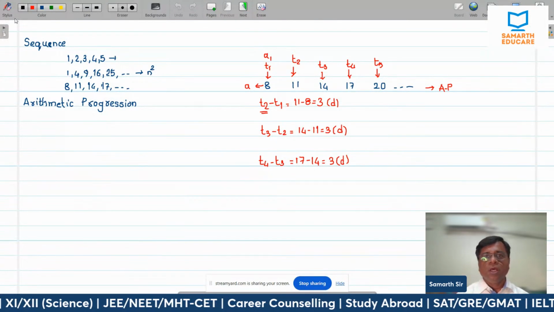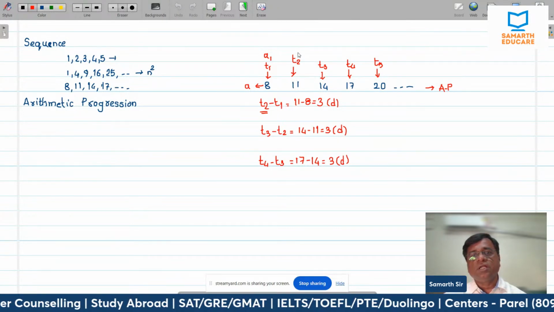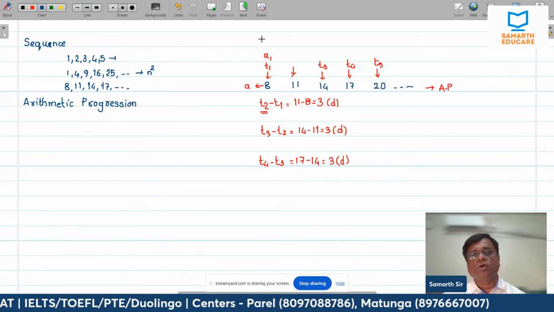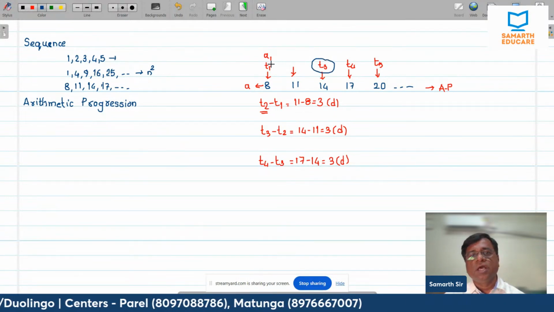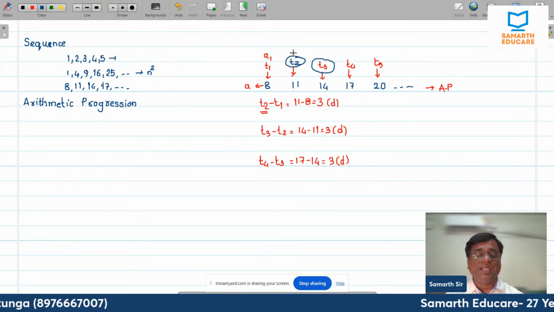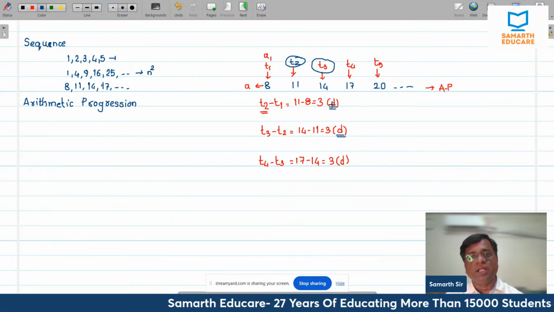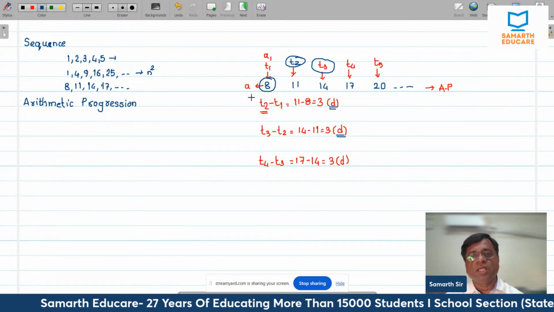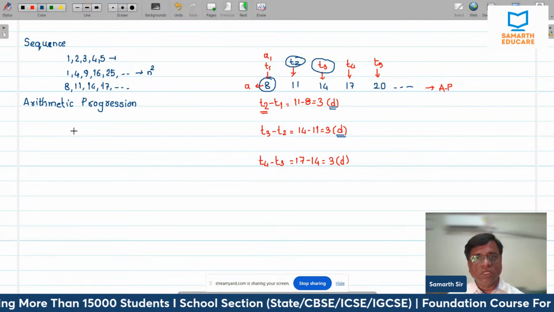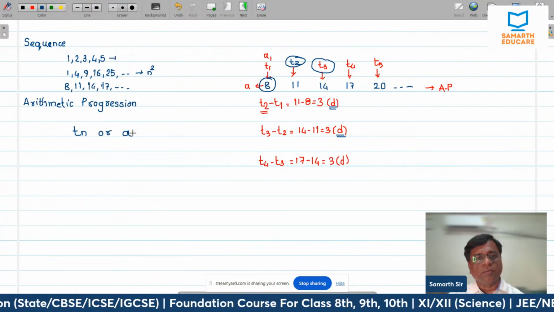Arithmetic progression is a sequence in which the difference between a term and the previous term is always a constant. The difference between the term and the previous term, like here T2, the term and the preceding term, is always a constant. That constant is called the common difference. It is denoted by d. The first term is always denoted by the letter a, and the terms are denoted by either T or A. The nth term of a sequence is denoted by Tn or An.